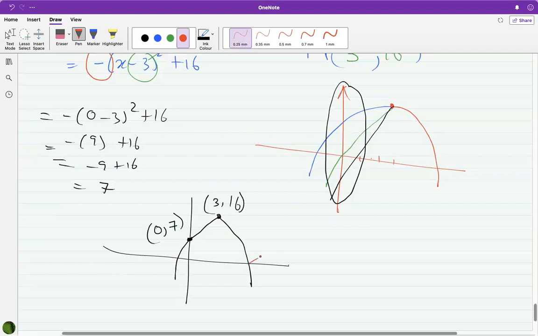Can anyone tell me how we will find these points of intersection where it crosses the x-axis? We can say that this is x, 0 and x, 0.